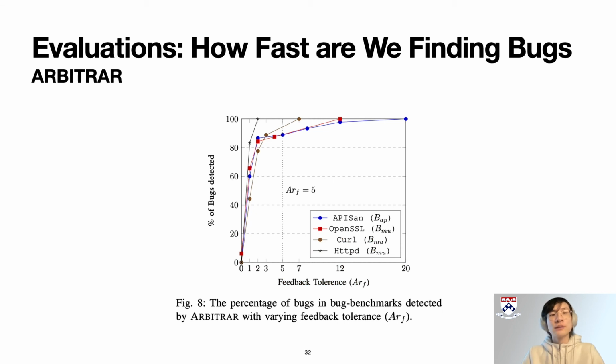This chart shows the percentage of bugs detected with respect to the number of iterations. What you can see is with 0 iterations, the user is not able to find any of the bugs, but as we interact with the system more and more, let's say at iteration number 5, we are able to find 89% of the bugs. And with at most 20 iterations, our tool finds all of the bugs listed in our bug benchmark presented by APISan and APIMU for C.